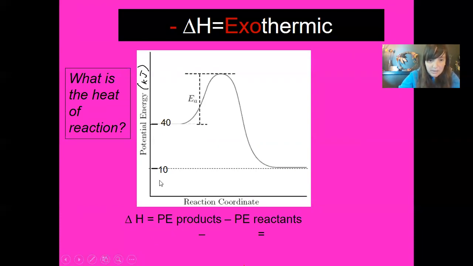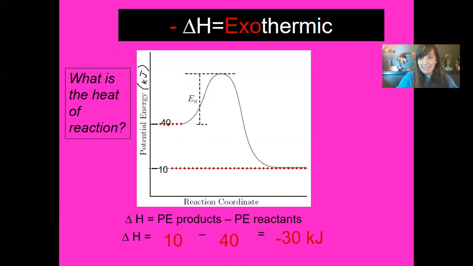So again, we'll start with the energy of the products, which in this case looks like it's about 10 kilojoules. And then we'll subtract the potential energy of the reactants, which looks like it's about 40 kilojoules. And now we get a negative number, negative 30 kilojoules. That shows us it's exothermic, or in other words, it's giving off energy to the universe.